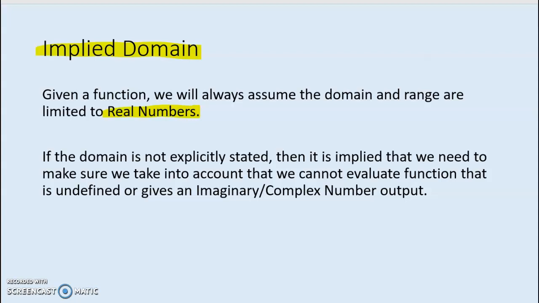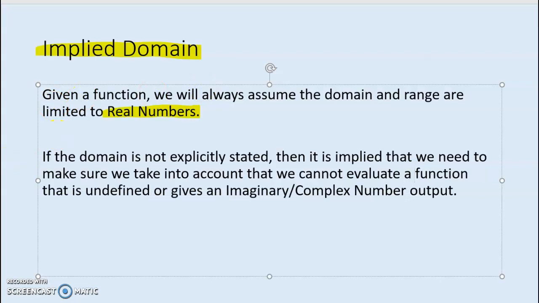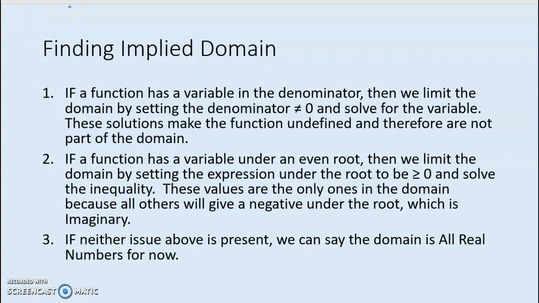Alright, so finding the implied domain, up to this point there's two main problems. The first one, if, and that's an if, so this may not be a part of every problem you look at, but if a function has a variable in the denominator, that means x in the bottom of a fraction, then we limit the domain by saying the denominator is not equal to 0, and solve for the variable. When we say not equal to 0, that means we're throwing some things away, things that can't work. So these solutions make the function undefined and therefore are not part of the domain.